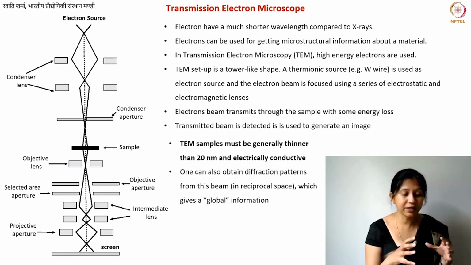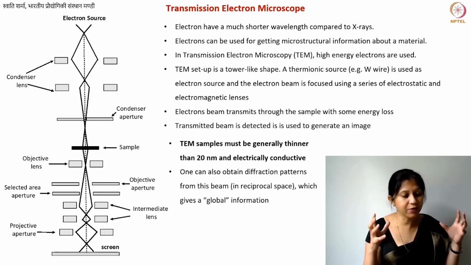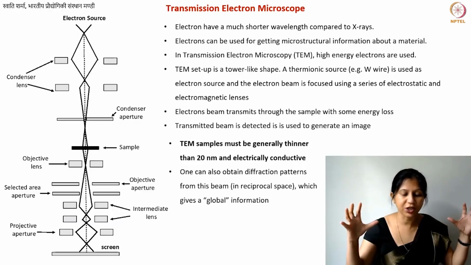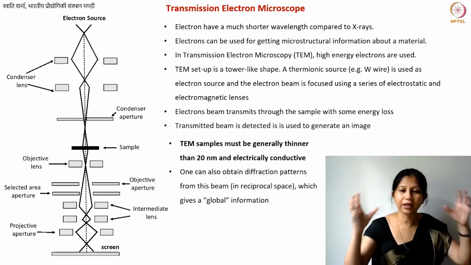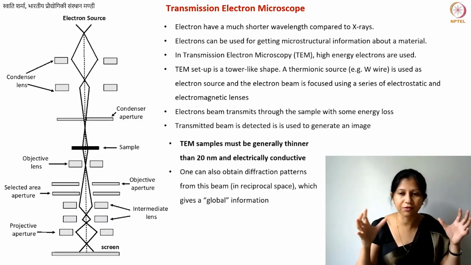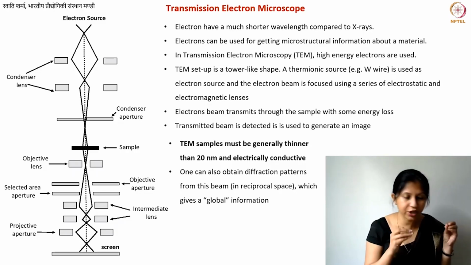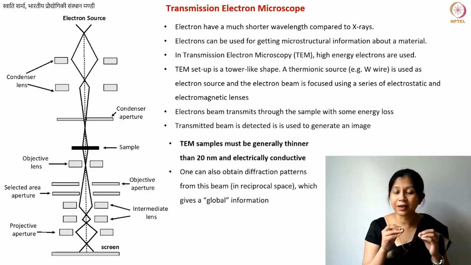The diffraction patterns are often in the reciprocal space. So that is why you can get more global information, because then you're getting the reciprocal, right? So it's like for the entire sample, you can get the information. While imaging will give you more local information, the diffraction patterns can give you relatively global information.